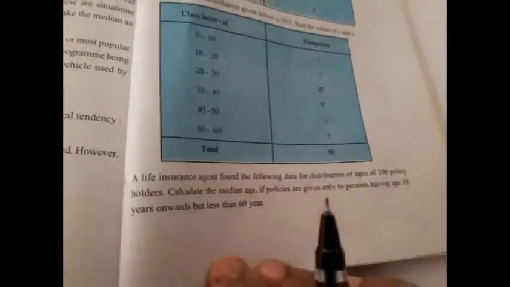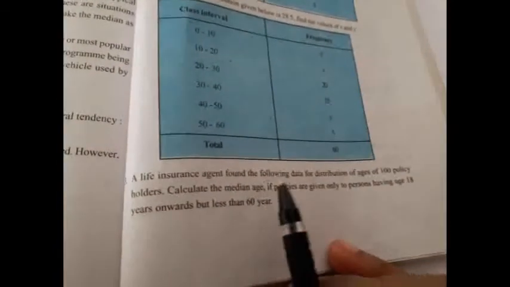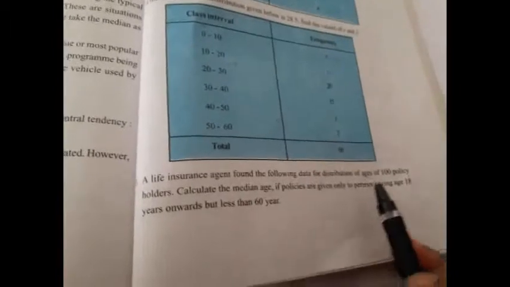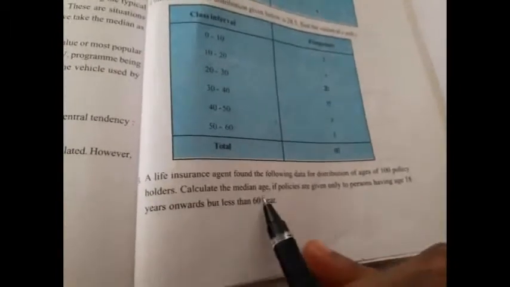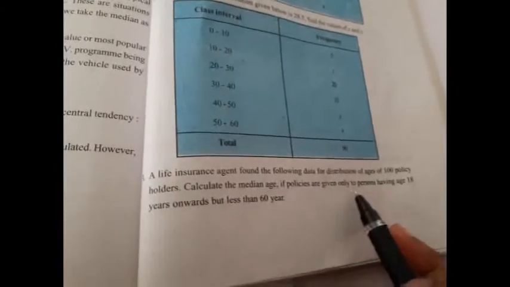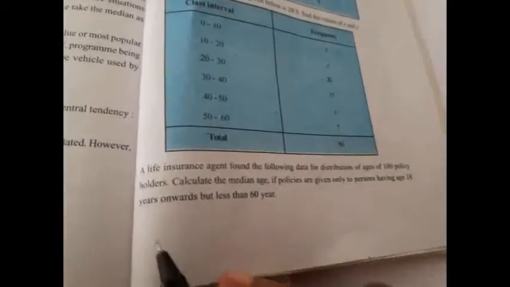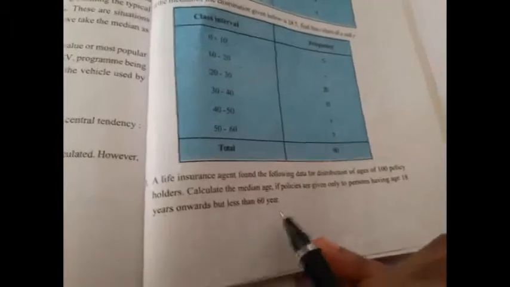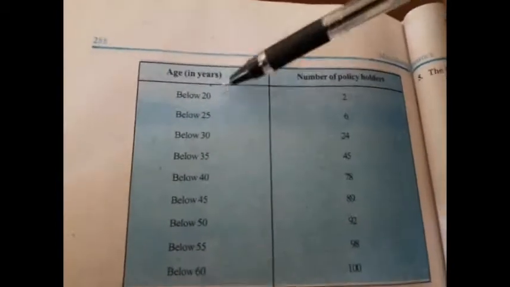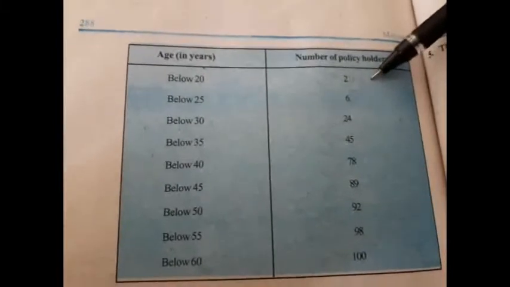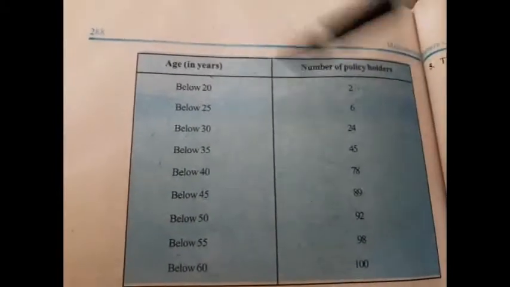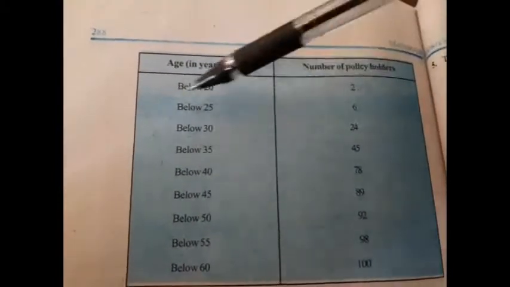Now let us see the next question. A life insurance agent found the following data for distribution of ages of 100 policy holders. Calculate the median age if policies are given only to persons having age 18 years onwards but less than 60 years. Now if you look at the question, they didn't give you a class interval. Instead they have given below 20 in age the number of policy holders is 2. Below 25 it is 6. Below 30 it is 24.